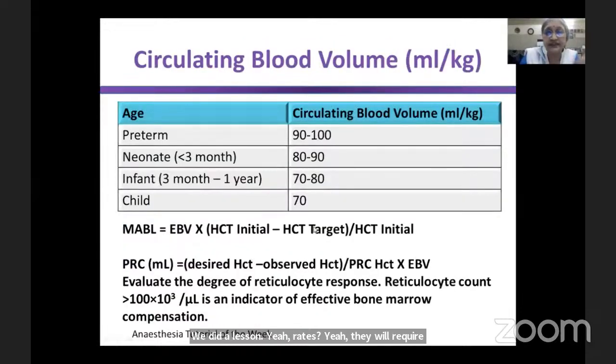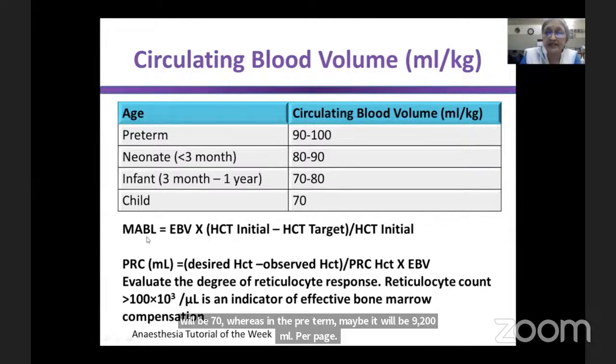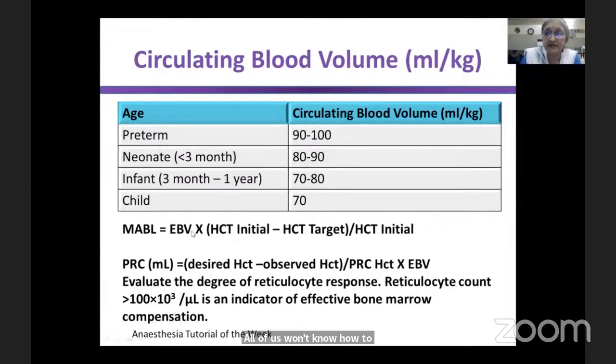Circulating blood volume will differ. In a child, it will be 70, whereas in a preterm baby, it will be 90 to 100 ml per kg. All of us know how to calculate the maximum allowable blood loss, that is EBV into hematocrit initial minus hematocrit target divided by hematocrit initial. And how much PRBC you will give, that will be desired hematocrit minus observed hematocrit divided by the PRBC hematocrit multiplied by the estimated blood volume.